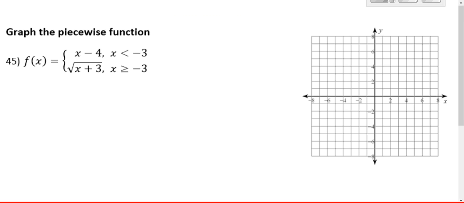When you graph a piecewise function, you have to know where it splits. This one splits at negative 3. So we're going to draw a straight line with a highlighter at negative 3. Just to remind us that that's where it splits. Then you can see that this less than symbol is pointing to the left. That means that this function, x minus 4, is on the left side. The greater than symbol points to the right, which means this function is on the right side.